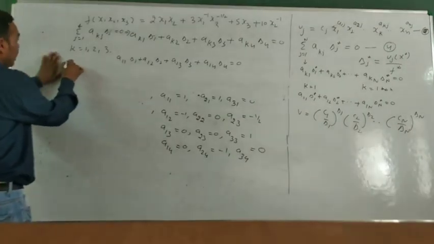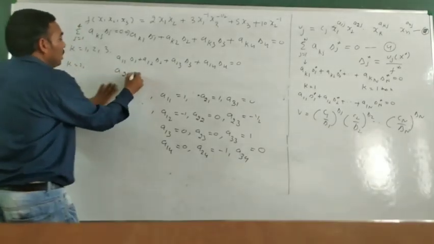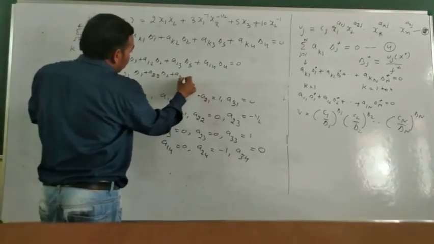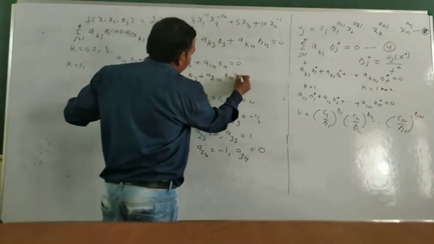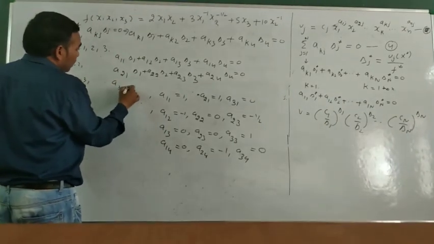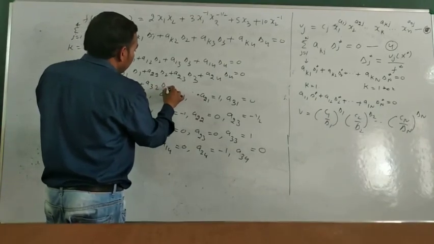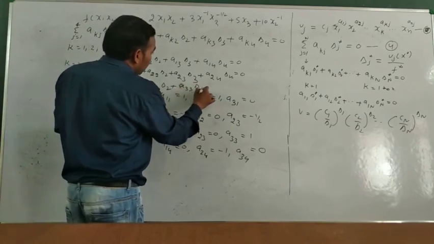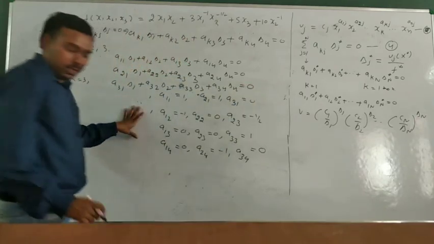And for k equal to 2: a21 del 1 plus a22 del 2 plus a23 del 3 plus a24 del 4 equal to 0. Similarly for k equal to 3: a31 del 1 plus a32 del 2 plus a33 del 3 plus a34 del 4 equal to 0.